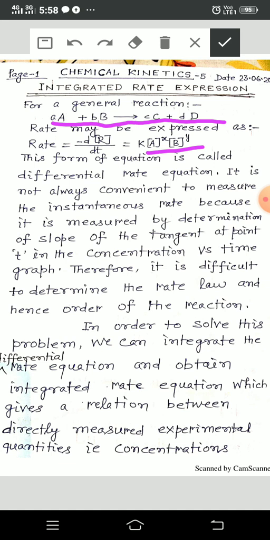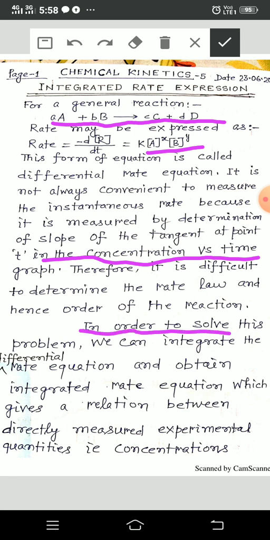It is not always convenient to measure the instantaneous rate because it is measured by determination of slope of the tangent at point t in the concentration versus time graph. Therefore, it is difficult to determine the rate law and hence order of the reaction.